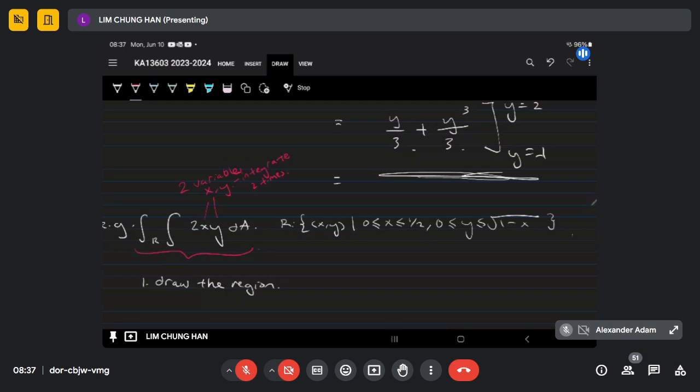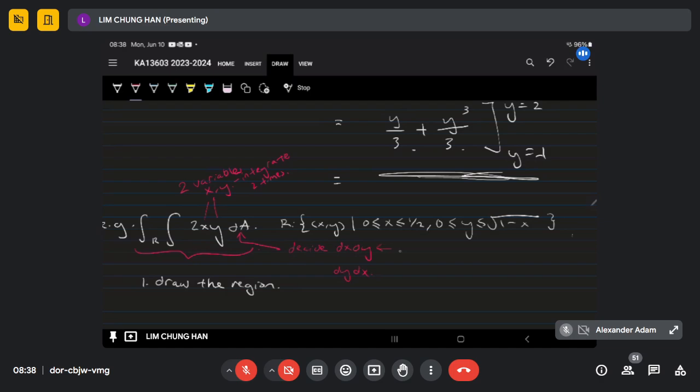If there's only one variable, what you did in calculus 1, if there's only x or only y, then you integrate one time. It would suffice. But in my case, because I have two variables, x and y, you have to integrate two times. However, you have to decide whether you integrate x first or y first, which is why here I put dA only, because you have to decide whether you do dx dy or dy dx.